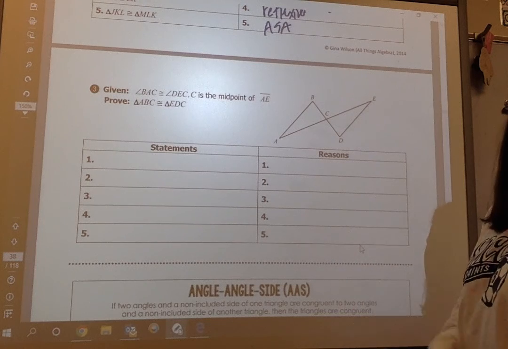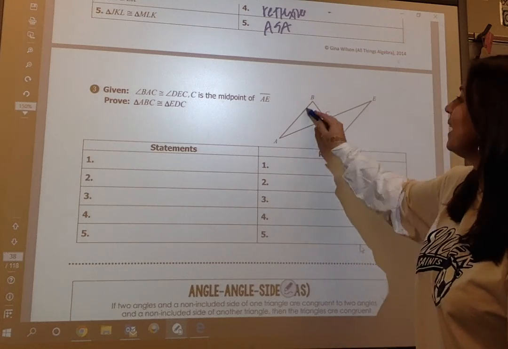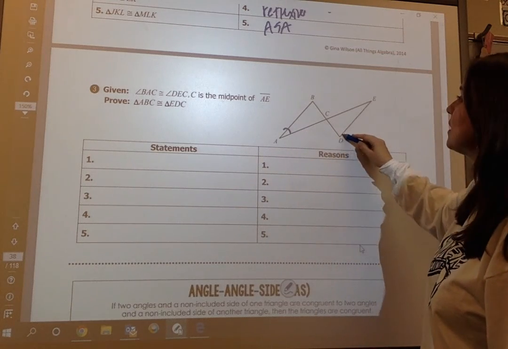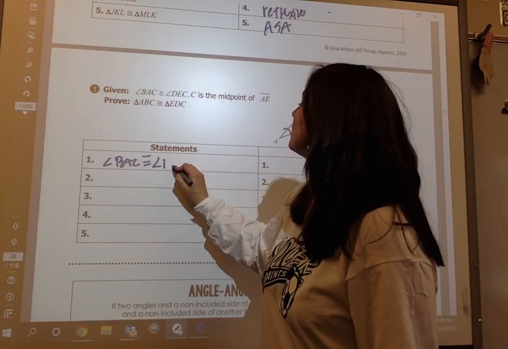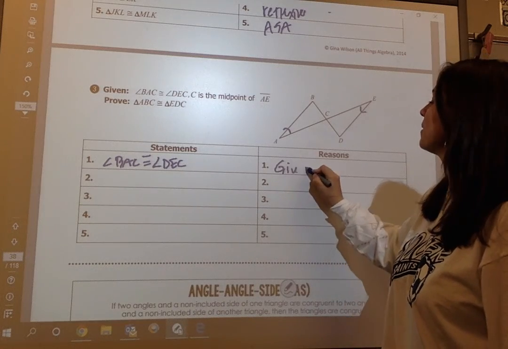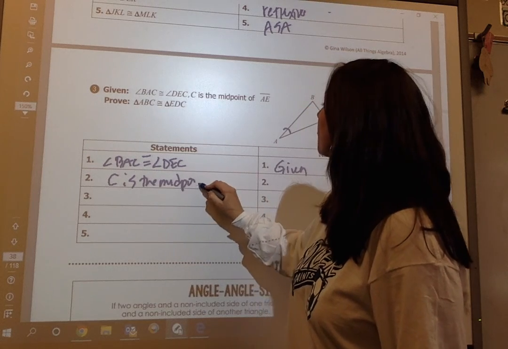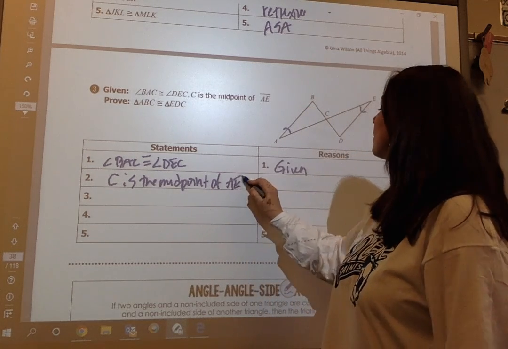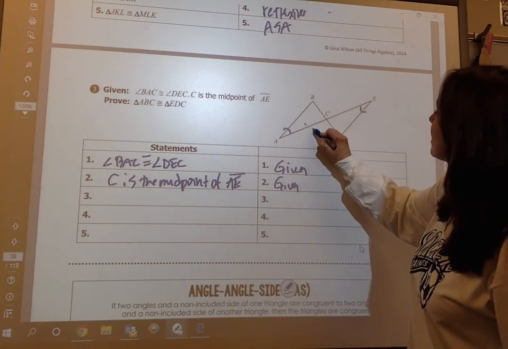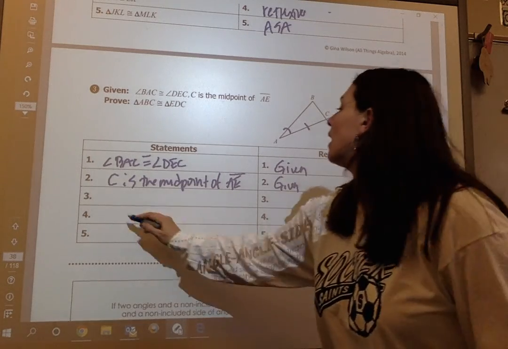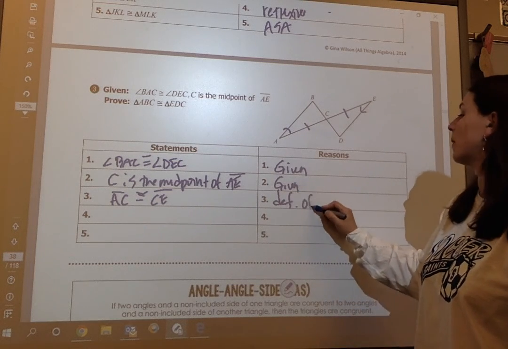Let's do one where we have to do it ourselves. All right, so on this one, angle BAC is congruent to angle DEC. That's given to me. C is the midpoint of AE. That is given to me. Now, because C is the midpoint of AE, I can say that AC is congruent to CE, because of definition of midpoint.